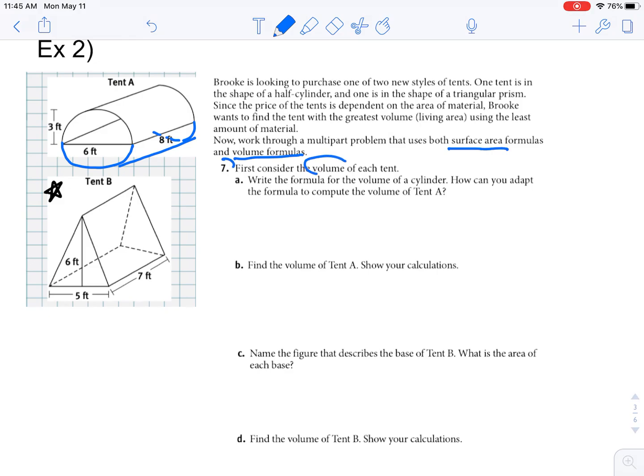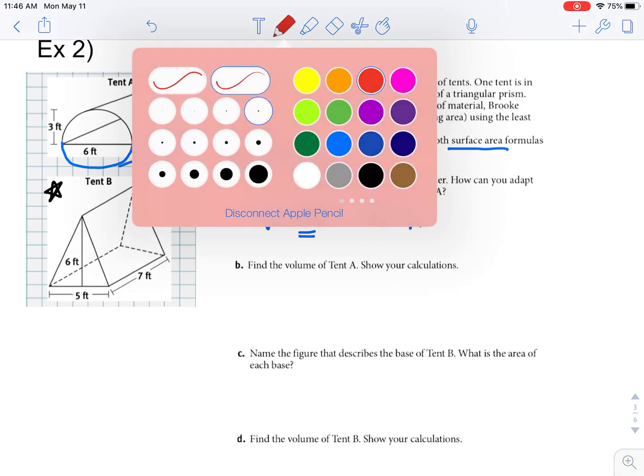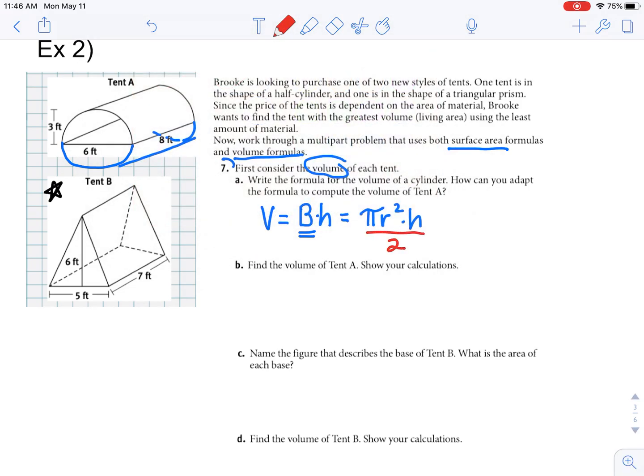Eventually, we're going to look for both surface area and volume, but right now we're going to start with just looking at volume. So since tent A is really a half of a cylinder, or a semi-cylinder, we could call it, remember the formula for the volume of a cylinder. It would be the area of base times height, but since the base is a circle, we would do pi r squared times height. Now that would be the volume if we wanted to find the complete cylinder. Since this is only half of a cylinder, all we need to do is divide that by 2 to get the volume of tent A.